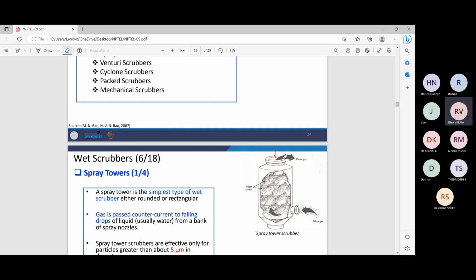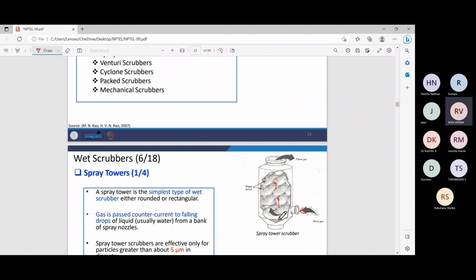There's an inlet at the bottom of this chamber. From here, the dirty gas enters this chamber, and this gas travels all the way upwards. And we have installed water sprays, these pipes that you can see. These are all water sprays that are placed inside this chamber.